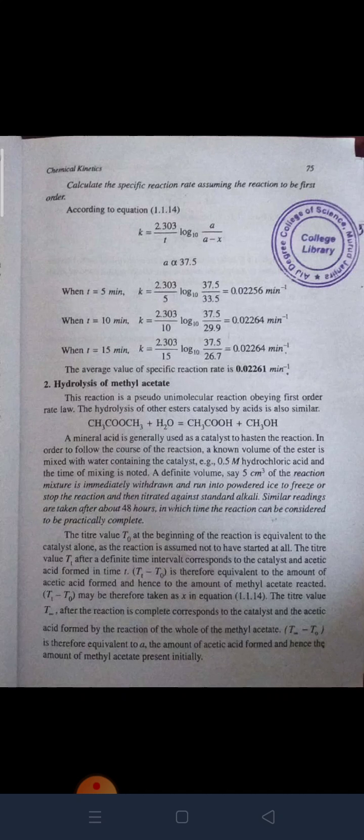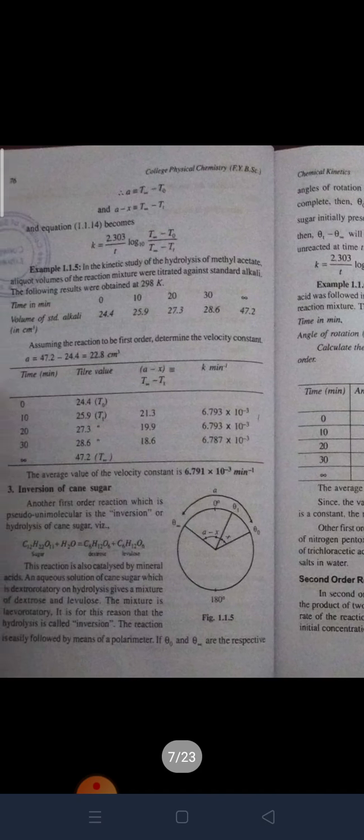Example, 0.5 molar hydrochloric acid, and the time of mixing is noted. A definite volume, say 5 cm cube of this reaction mixture, is immediately withdrawn and run into powdered ice. This chemical kinetics experiment, as we have seen already, is the same thing over here. This is the hydrolysis of methyl acetate. It is one of the examples.